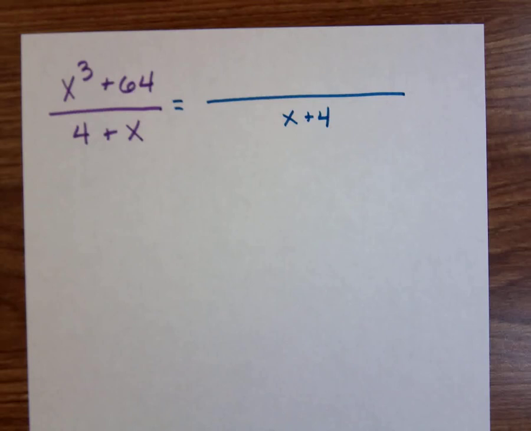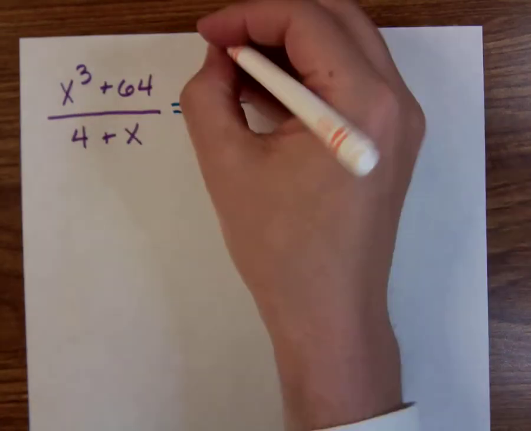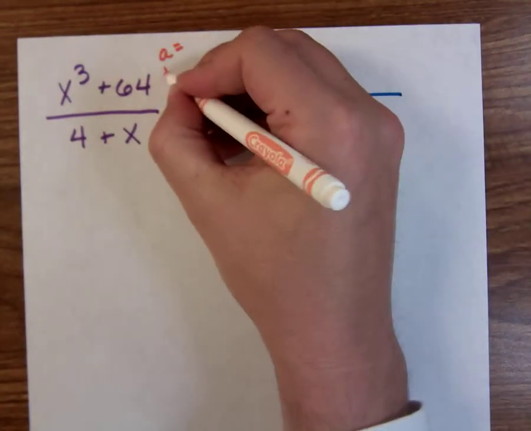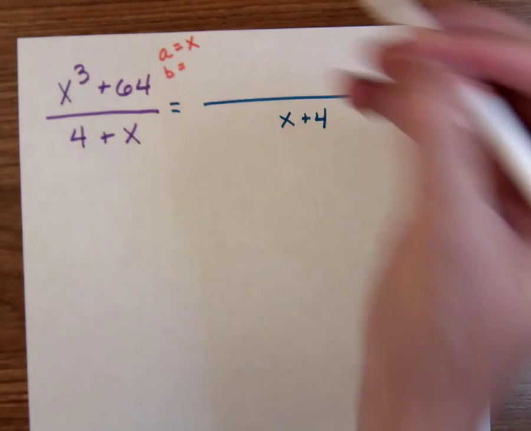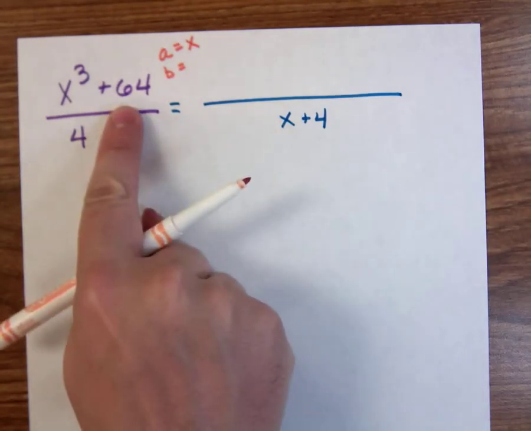No, you can go. What's A and what's B? A is x. What's the cubed root of 64? No. Square root of 64 is 8. What's the cubed root of 64? 4. It's 4.